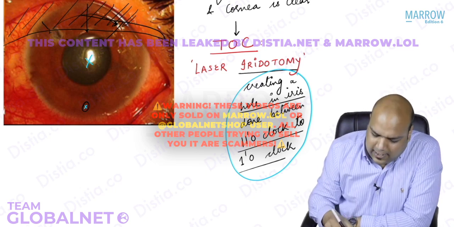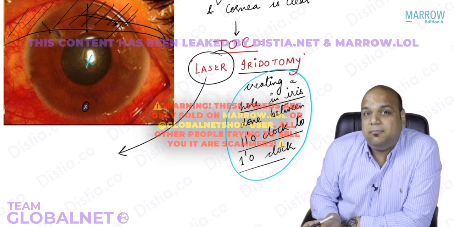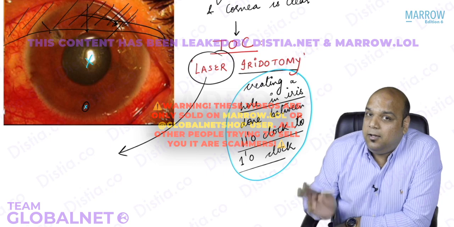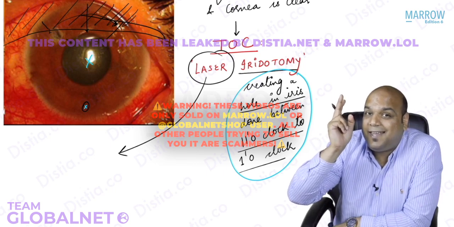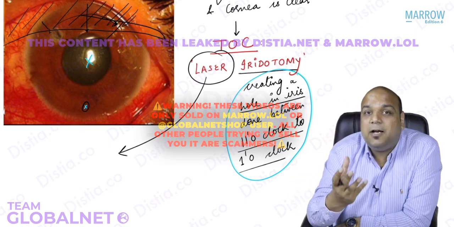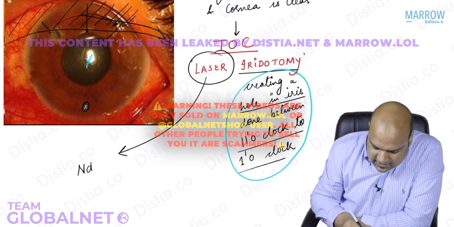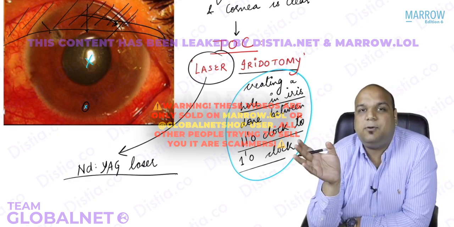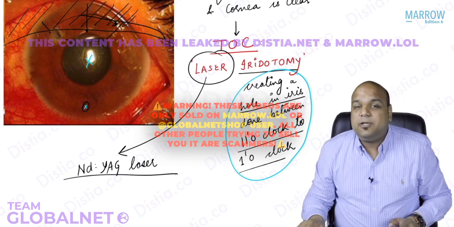If it is understood, my last question is about the laser, everybody. Again, which laser will be used? We are creating a hole. Remember the lens: laser posterior capsulotomy, a hole in the posterior capsule. So we are creating a hole, we are creating a break, everybody. We are using which laser? ND YAG laser. Okay, everybody, no confusion about this, everybody. And that's all about our topic, everybody, the treatment of angle closure glaucoma.